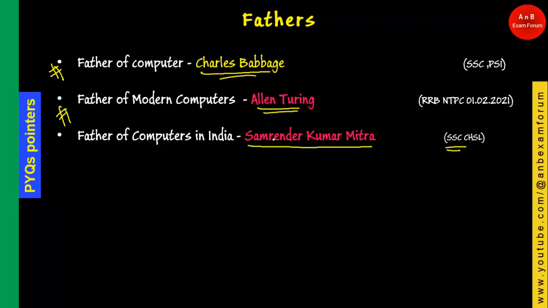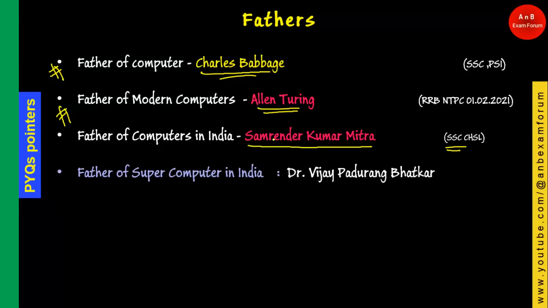There are many other fathers who have done a lot of things in the computer arena. We have made a separate class on that topic, so you can watch that. Coming to the father of supercomputer in India, it is Dr. Vijay Padurang Bhatkar, who is the person involved in developing the first supercomputer, that is Param 8000. So Dr. Vijay Padurang Bhatkar is known as the father of supercomputer in India.